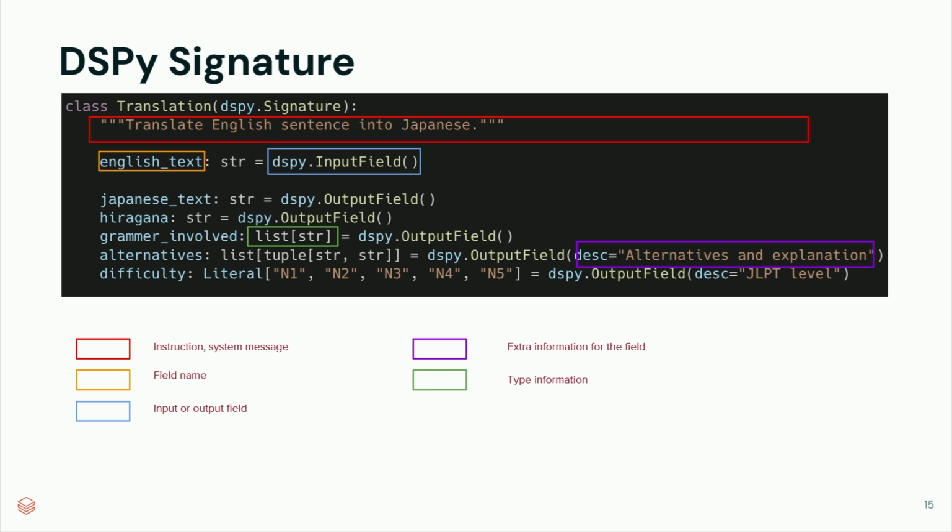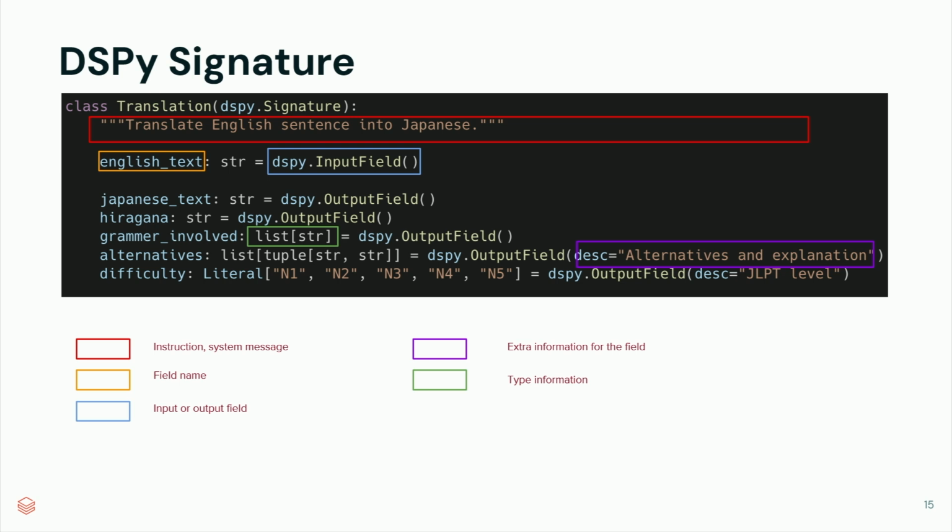Input field is how you set the value when you call the LM. Say I give it an English text. And the output field name is how you read the response from the LM. Like if I get a response from the LM, then I can do response.Japanese text. That gives you the text without needing you to parse anything.